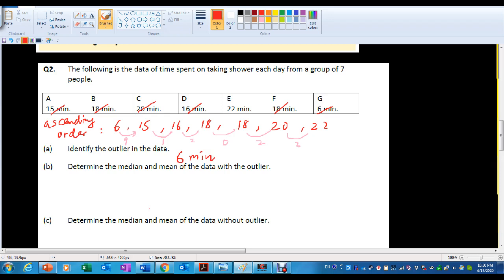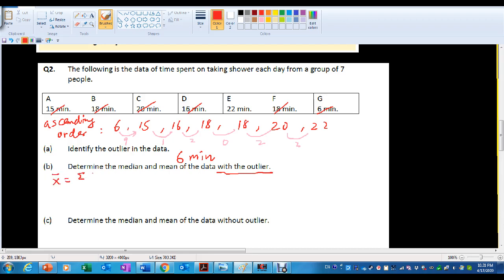Okay, determine the median and the mean of the data with the outlier. So how could we find the mean? The mean is this one.